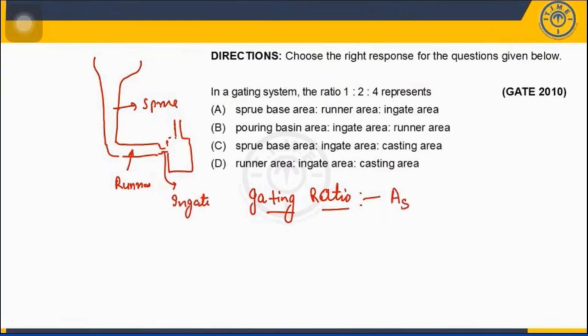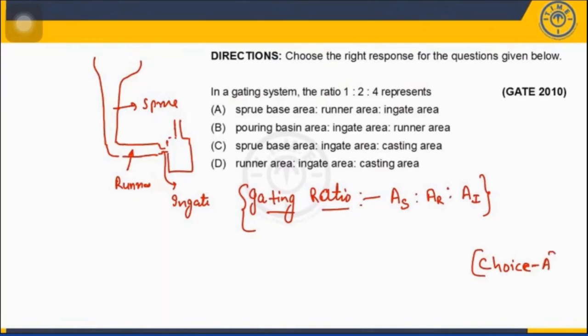So the area of sprue, the next one will be the area of runner, and the next one will be the area of in-gate. So the correct answer for this question is choice A. And this question was asked in GATE 2010.